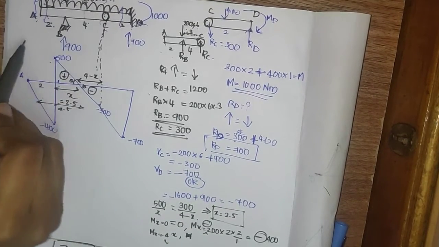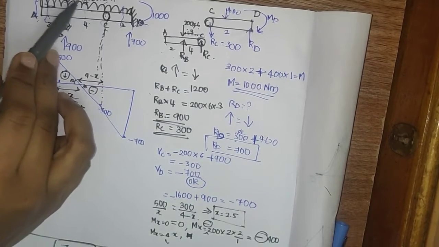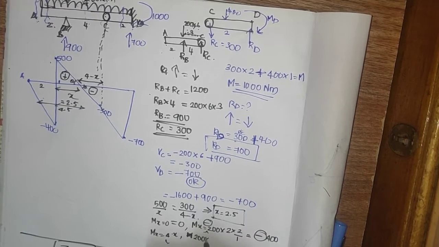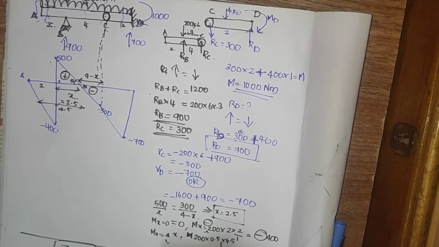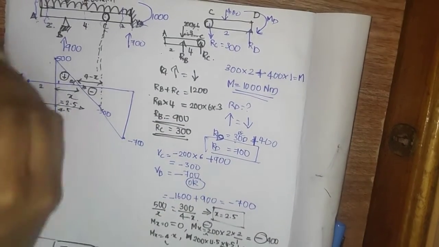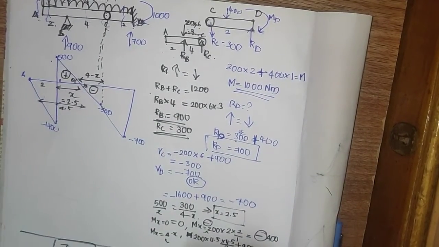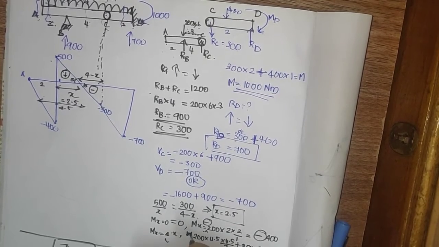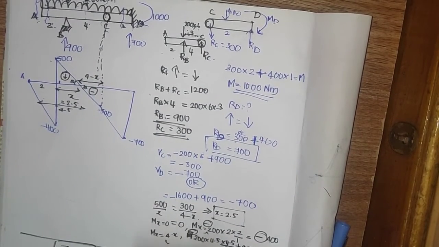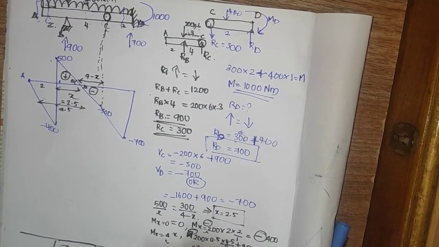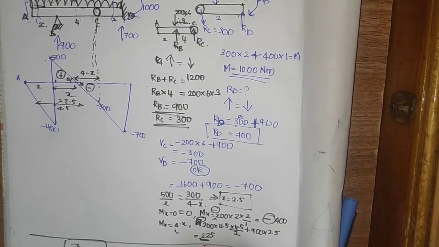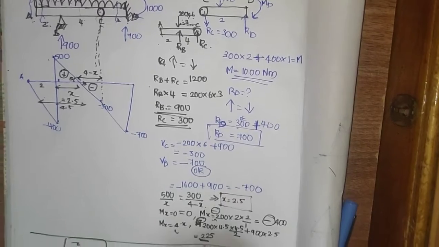Okay, so till here, first we want to convert this UDL to a point load. So 200 into 4.5 into, this is the centroid, so 200 into 4.5 into 4.5 divided by 2. Next is the reaction, that is RB, which is acting upward. So plus 900 into this distance, that is 2.5. So 900 into 2.5. As 200 into 4.5 is in the downward direction, put the minus symbol here. So what we will be getting is 225.